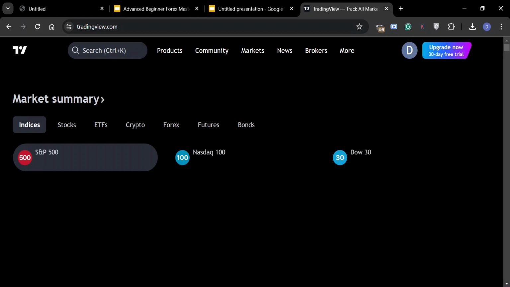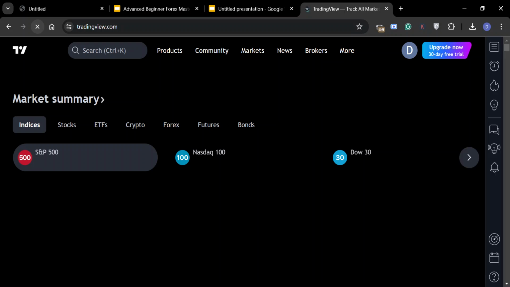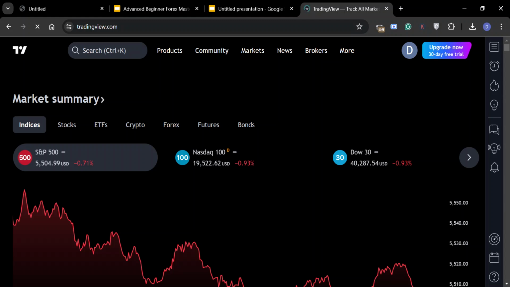Let's search for one Forex pair. I don't know what's wrong, I guess the network or something. Okay, good, it has loaded up. So let's search for one Forex pair and see this strategy on the charts. Like I said, it's a very, very simple strategy you can use to be profitable in the market.